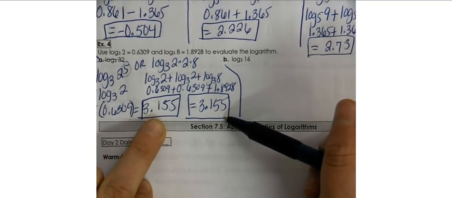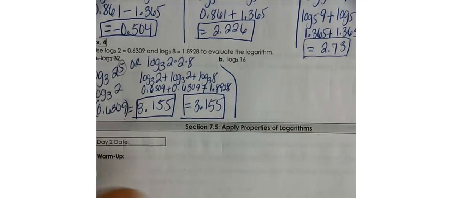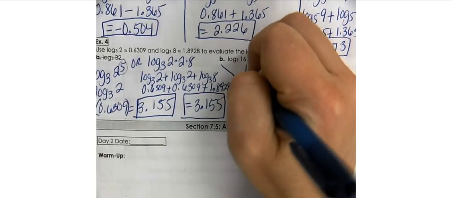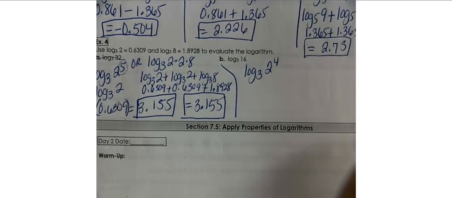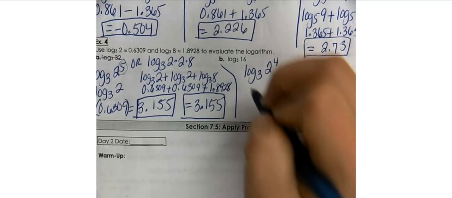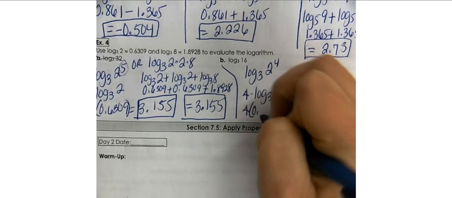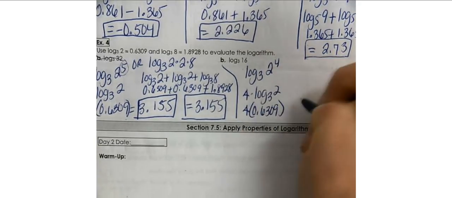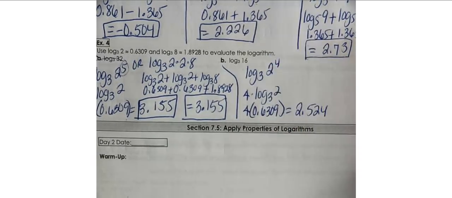Now we have log base 3 of 16, and I know that 16 is 2 to the 4th power. So the fastest way that I know is to write this as log base 3 of 2 to the 4th. Bring that 4 out in front, so we have 4 times log base 3 of 2. So that's 4 times 0.6309, and that is equal to 2.524 when you put that into your calculator.